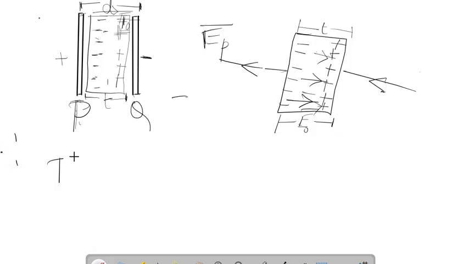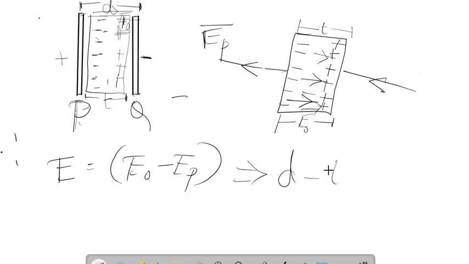The induced electric field reduces the electric field in the dielectric to E, which is E naught minus EP, since EP is opposite to the electric field. This exists in a region of thickness T, and the E naught field exists in a region of thickness D minus T.